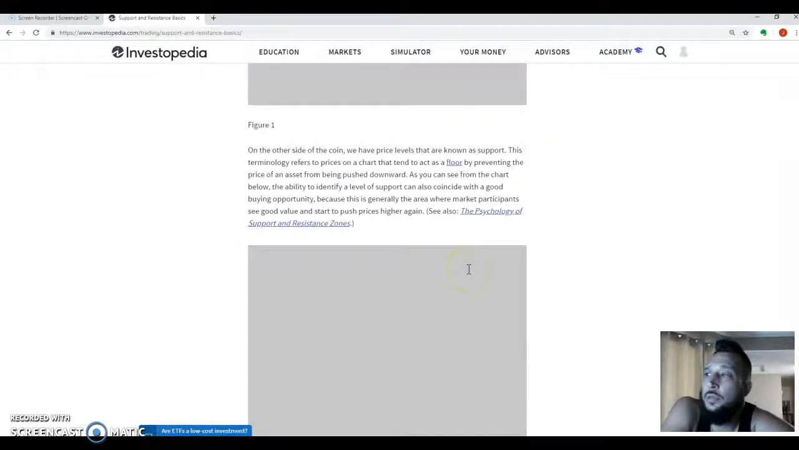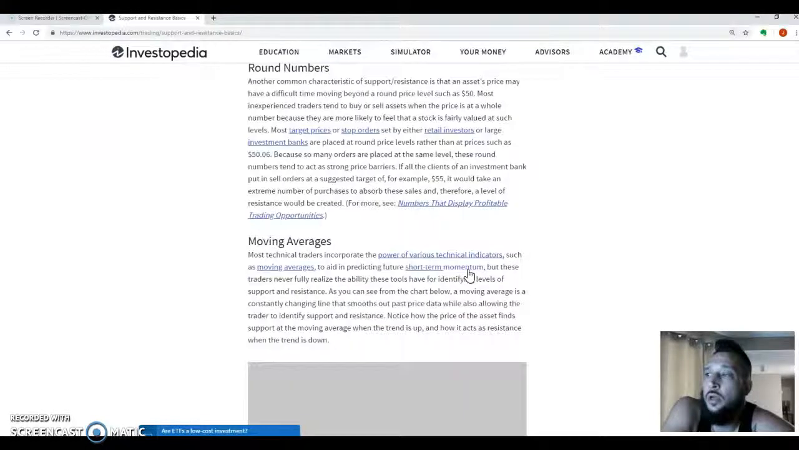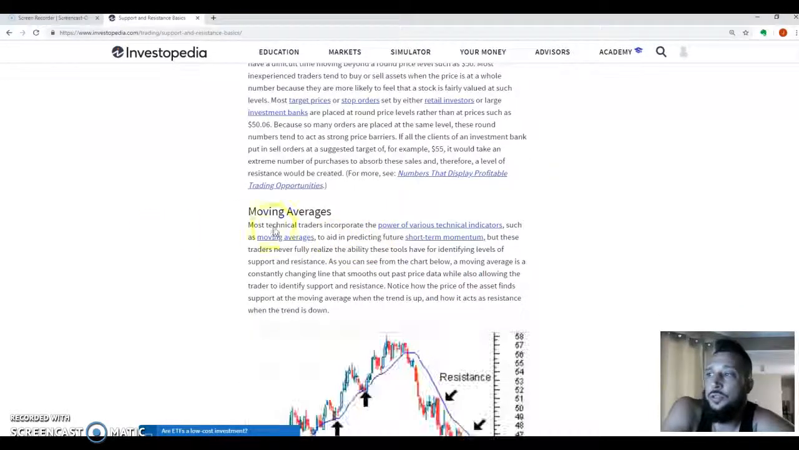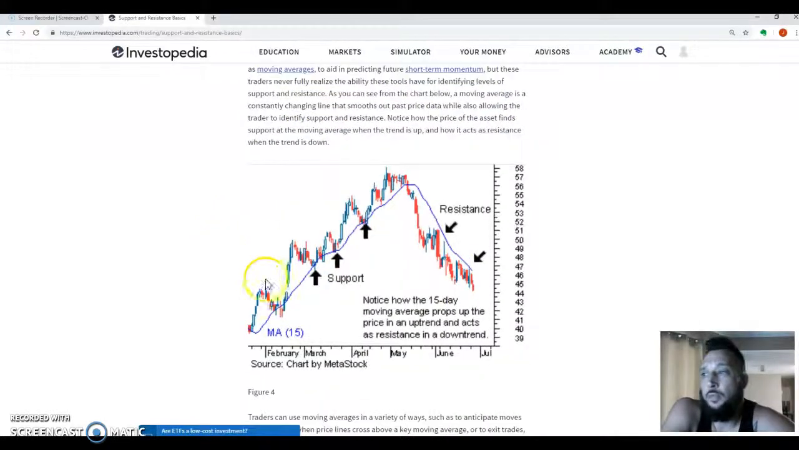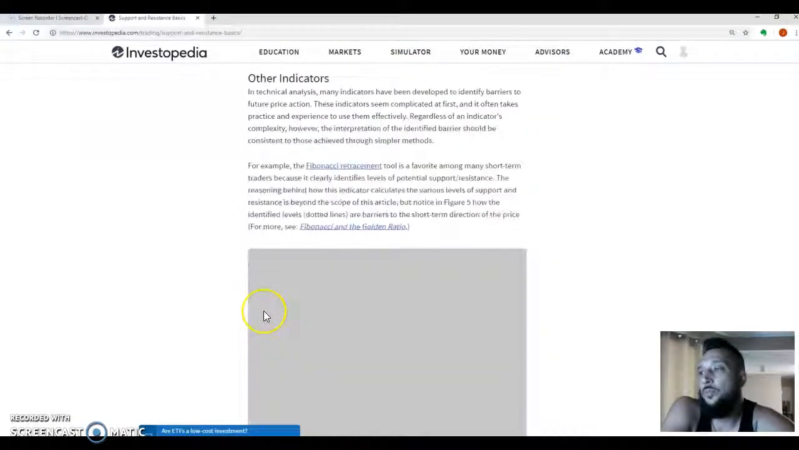And then let me see what else. My internet's really slow right now, so it's not really working. But anyways, moving averages. What is a moving average? Oh, here you go. Okay, support, resistance. This here is a moving average right here, this line. It just tells past price.